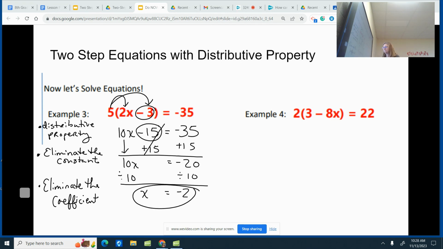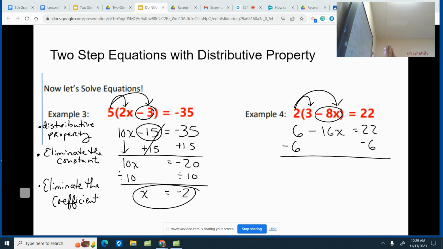-20 divided by 10 is -2. All right. Same steps over here. I'm going to take my 2 and do my distributive property first. 2 times 3 is 6. 2 times -8x is -16x. Bring down my equals 22. And now I'm ready to eliminate my constant. Well, my constant is 6. The opposite of that +6 is to subtract 6. So I'll subtract 6 from both sides of the equal sign.